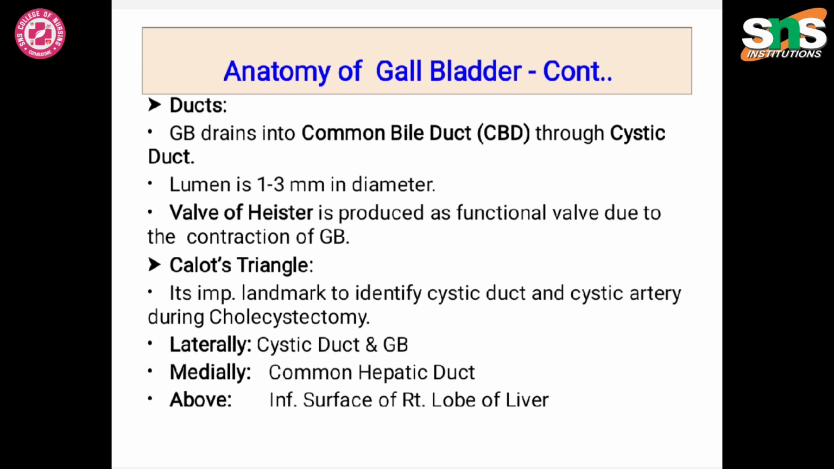So, the duct which is present in the gallbladder: the GB drains into the common bile duct, CBD, through the cystic duct. Lumen is 1 to 3 mm in diameter. The valve of Heister is produced as a functional valve due to the contraction of the GB. Calot's triangle is an important landmark to identify the cystic duct and cystic artery during cholecystectomy. Laterally, the cystic duct and GB; medially, the common hepatic duct; above, the inferior surface of the right lobe of the liver.